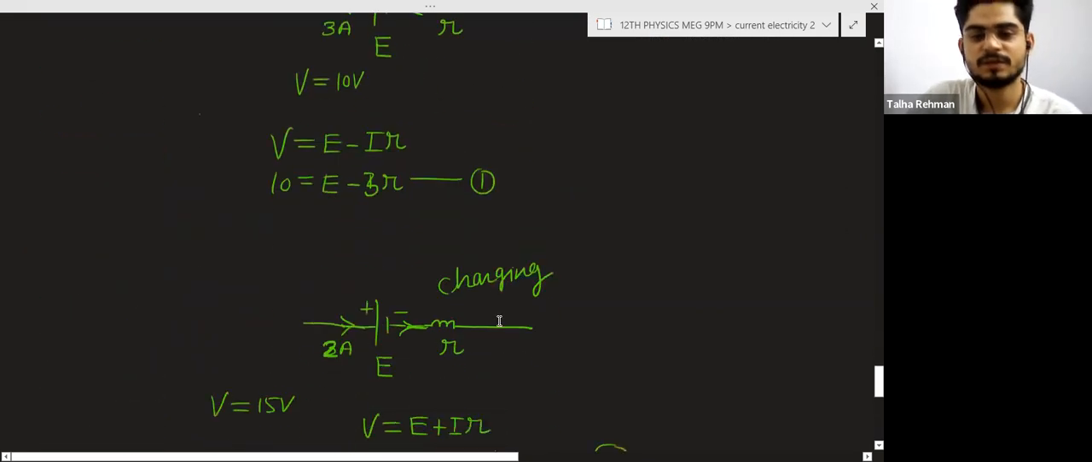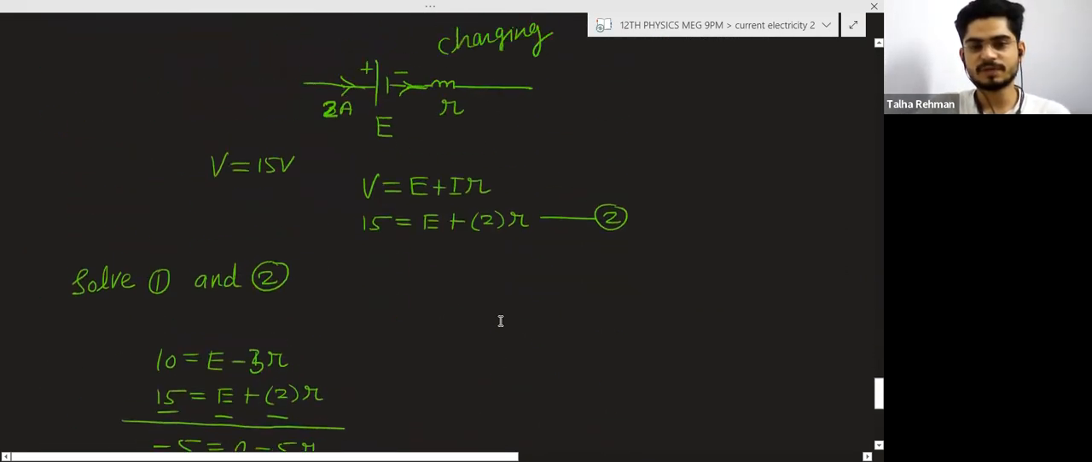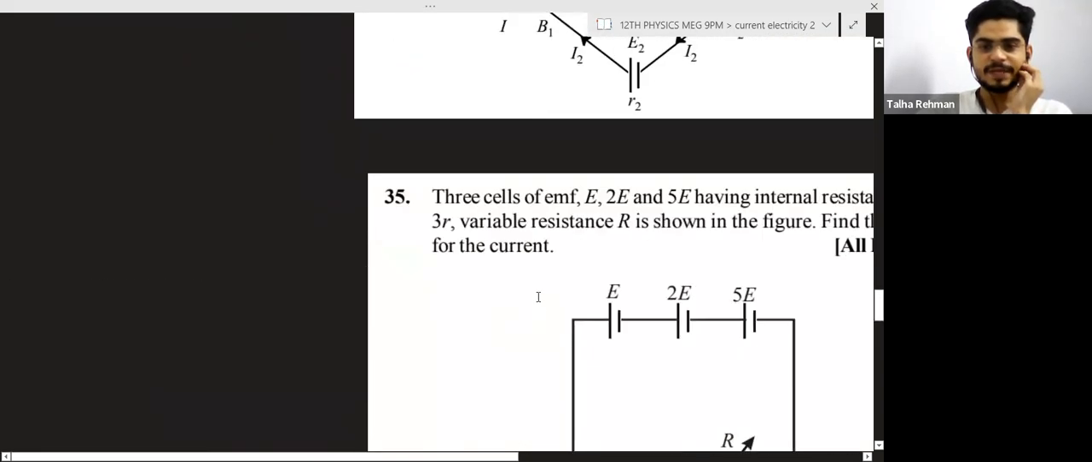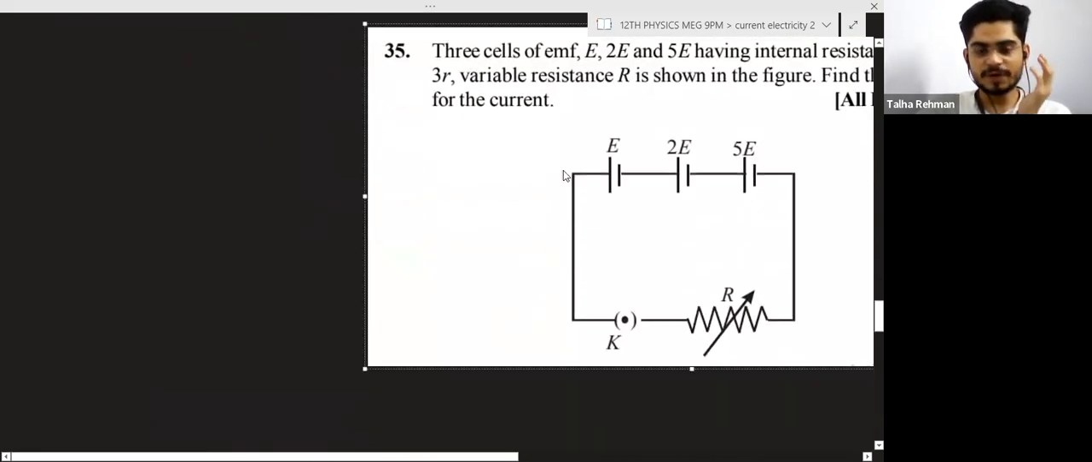Okay, so see, you have solved the question and you have got 3 marks. So I am taking another question of the board examination.